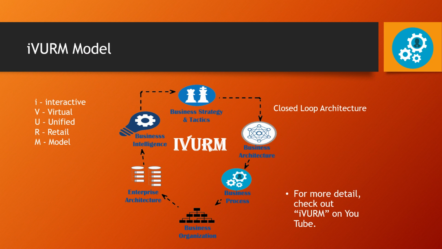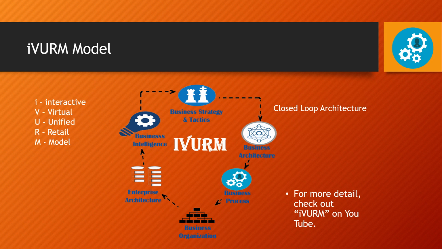In control theory, closed-loop architectures are inherently stable. That is, they adjust on the fly to changes in the system. This keeps the system in balance and quickly reacts to whatever happens. This is the heart of the interactive virtual unified retail model I've created. This model is based on the knowledge I've gathered from over 1,450 subject matter experts over 20 years.